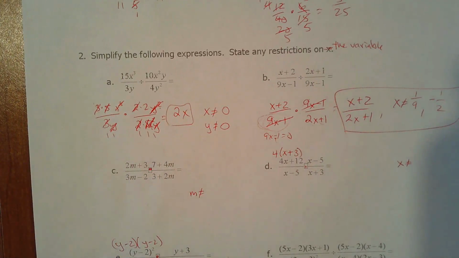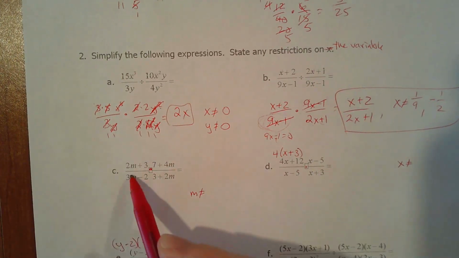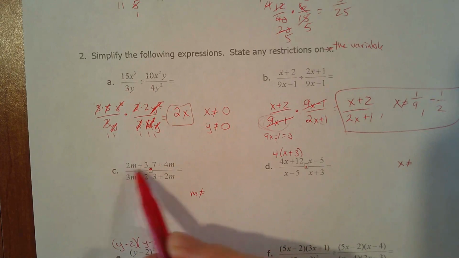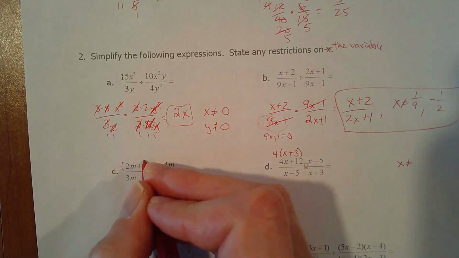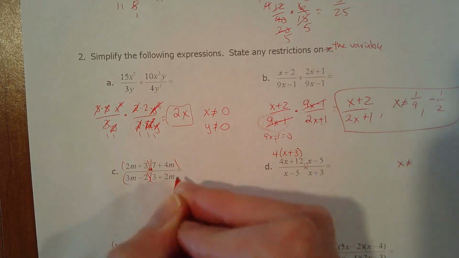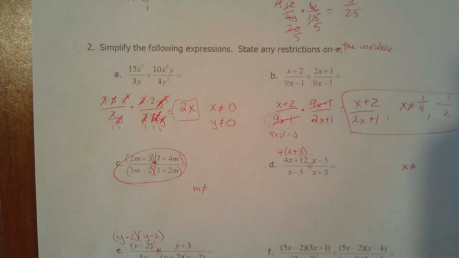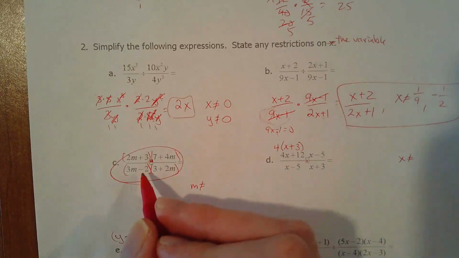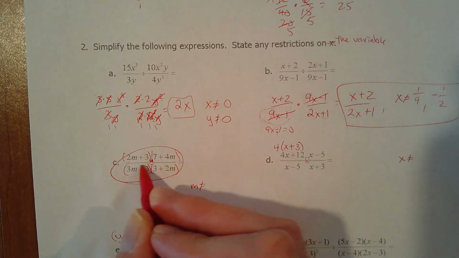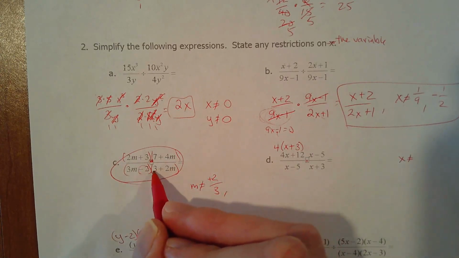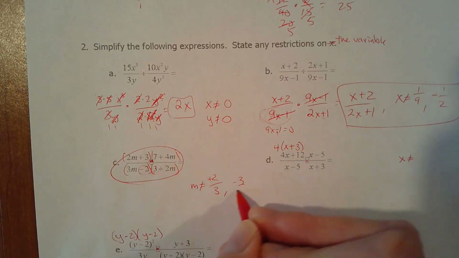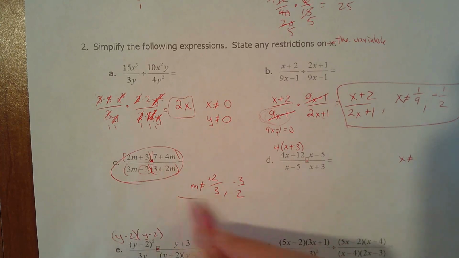Our letter C. I could try to factor, but nothing factors out of any of these. They're not both divisible by 2 or 3 or 7 or 4. Nothing comes out. So these are the factors, and notice nothing cancels. So this would be my answer right here. I could really just leave it in factor form and say that's my answer. It can't be simplified, but m is not allowed to equal, again, switch the signs, a positive 2 over 3. And then here, switch that sign, so it'll be a negative 3 over 2.